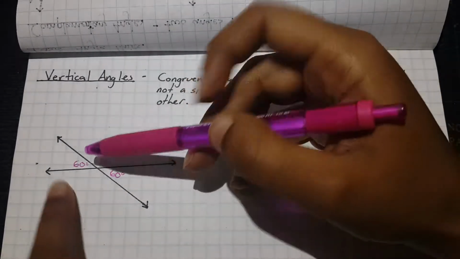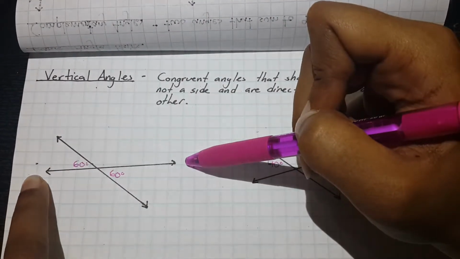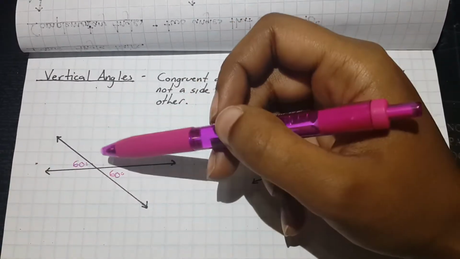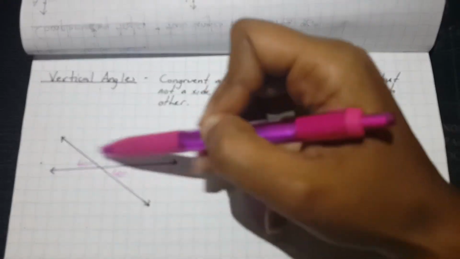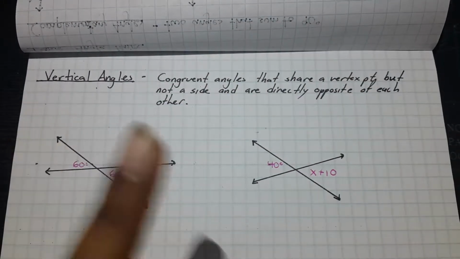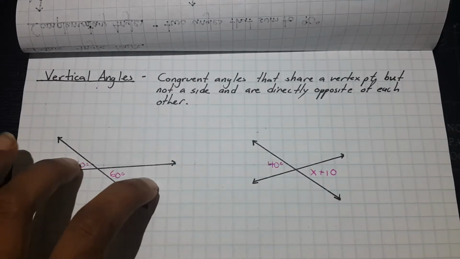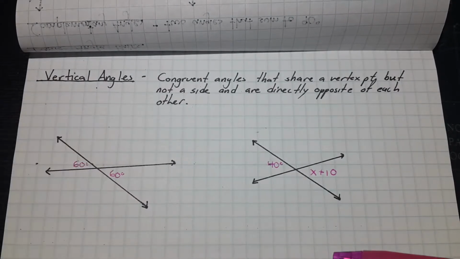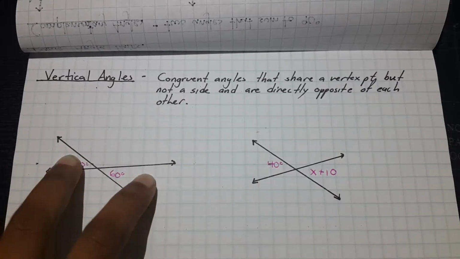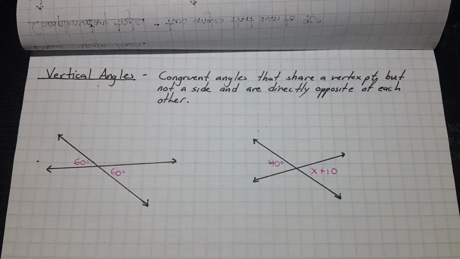In this example, we have two lines intersecting, and they form four angles. They have an angle here, here, here, and here, and you end up having two pairs of congruent angles. These two angles are congruent, and these two angles are congruent. In this example, I have 60 here and 60 here. That means these are vertical angles.